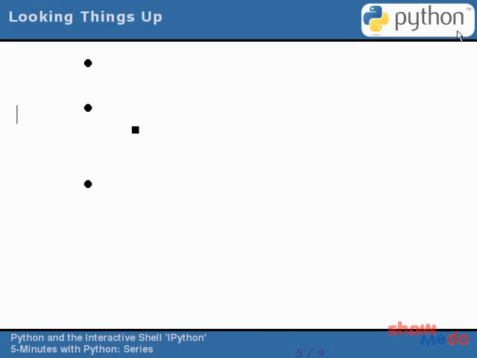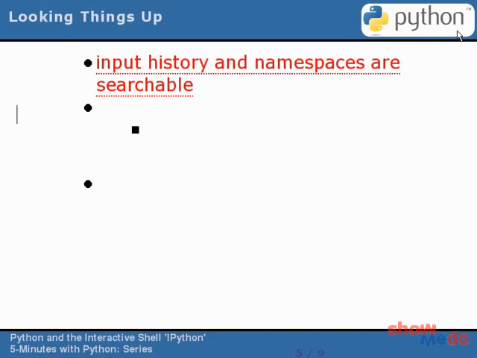IPython gives you a number of ways to quickly look up information, almost eliminating the need to keep reference manuals at hand. The input history and variable namespaces are fully searchable by wildcard and type of object.